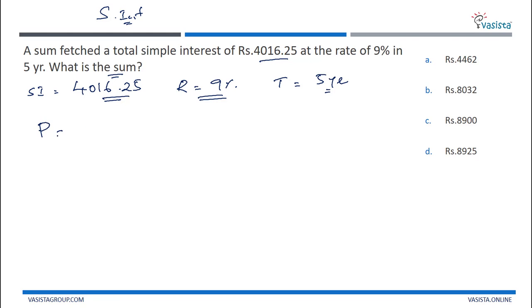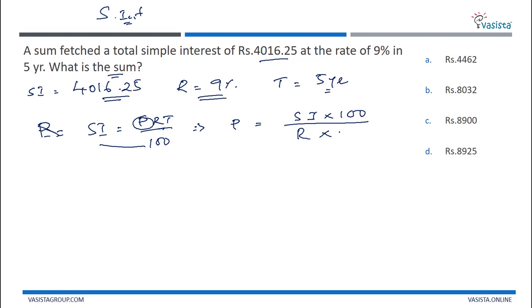So we know SI, simple interest, is equal to PRT by 100, correct? Now we need this P, the principal. So P is equal to, the 100 will go to the numerator of the left hand side, that will become SI into 100, divided by R and T, R into T. Now just substitute the values of simple interest, rate and T, and simplify it, you will get the answer.